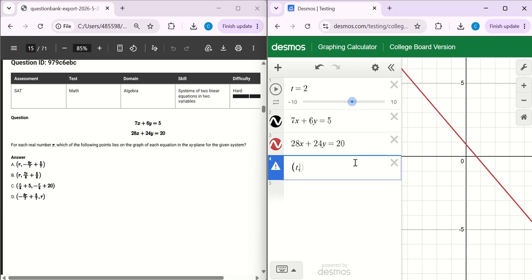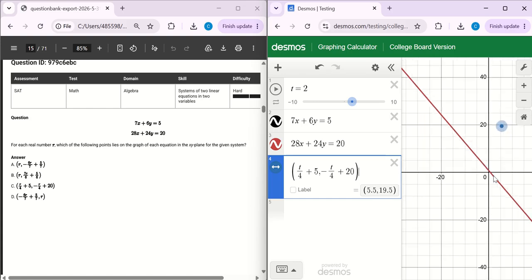Let's try B. 7t/6. Also, never forget to write t instead of r. Okay, this one's far off. Let's try this one. 4 plus 20. This one's also off, so we already know that the answer will be D, but we can just fact check it for the sake of this video.